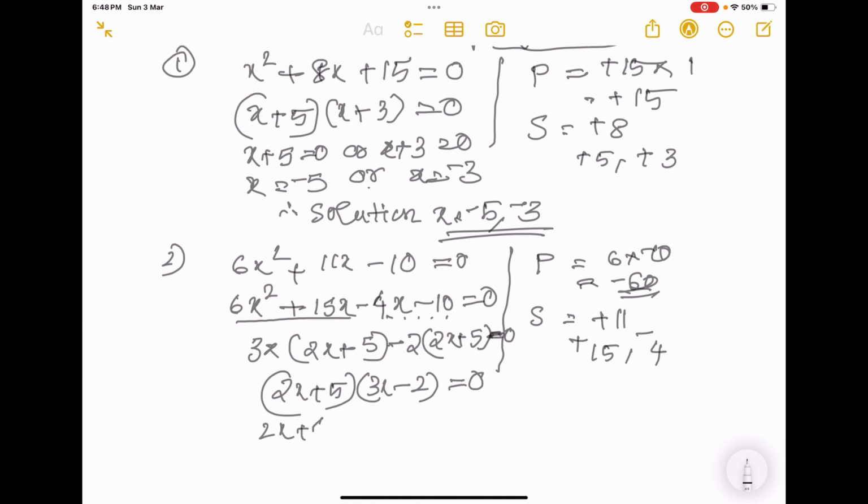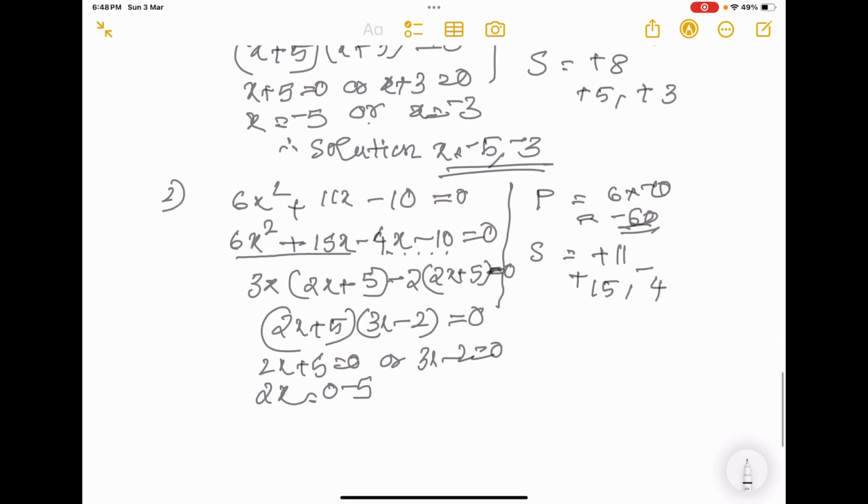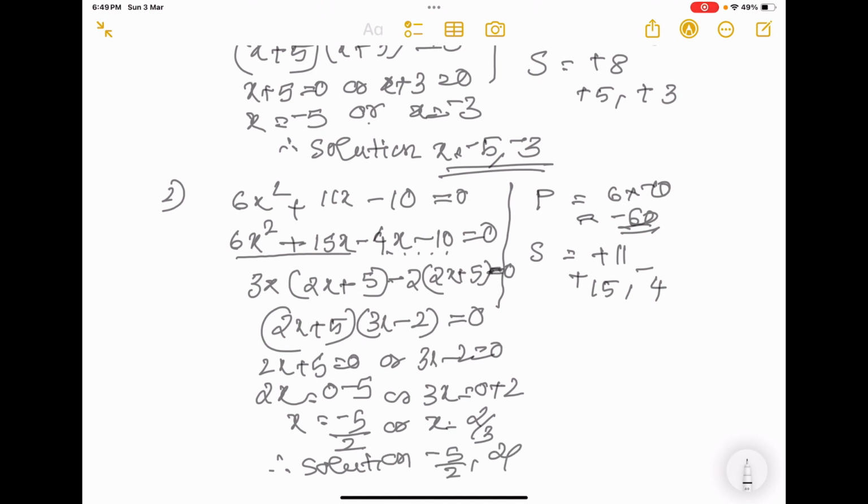Then 2x plus 5 equal to 0 or 3x minus 2 equal to 0. Then 2x equal to 0 minus 5, that is equal to minus 5, or 3x equal to 0 plus 2, then x equal to 2 by 3. Therefore 2x equal to negative 5. So x is equal to negative 5 by 2. Therefore, the solution is negative 5 by 2 comma 2 by 3.